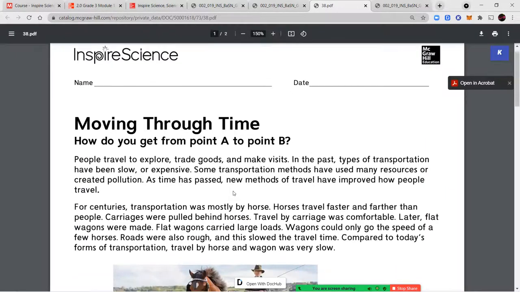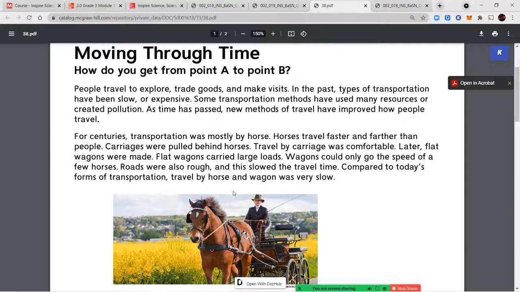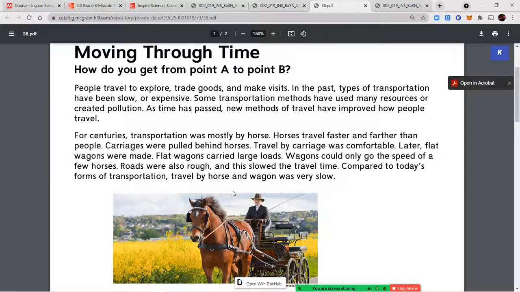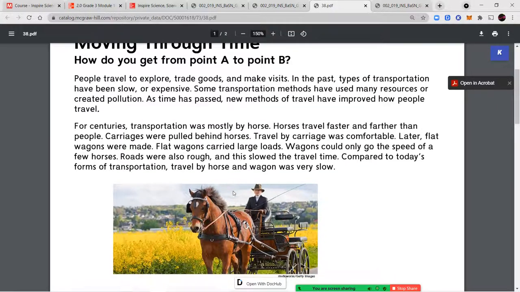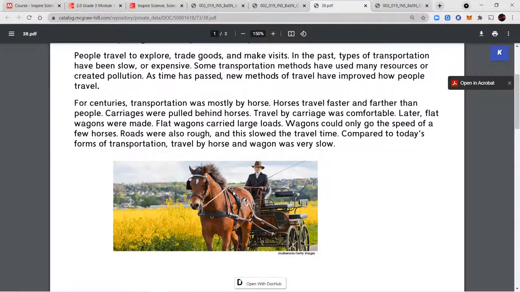How do you get from point A to point B? People traveled to explore, trade goods, and make visits. In the past, types of transportation have been slow or expensive. Some transportation methods have used many resources or created pollution. As time passed, new methods of travel have improved how people travel.